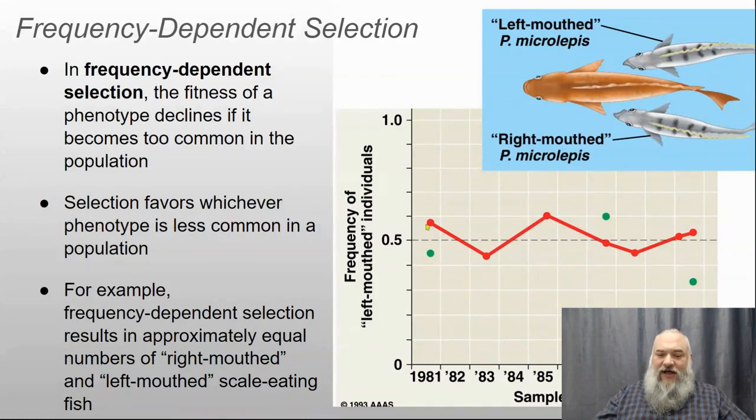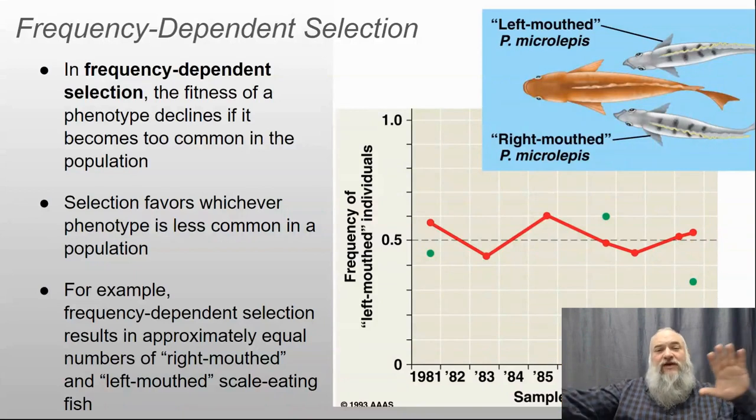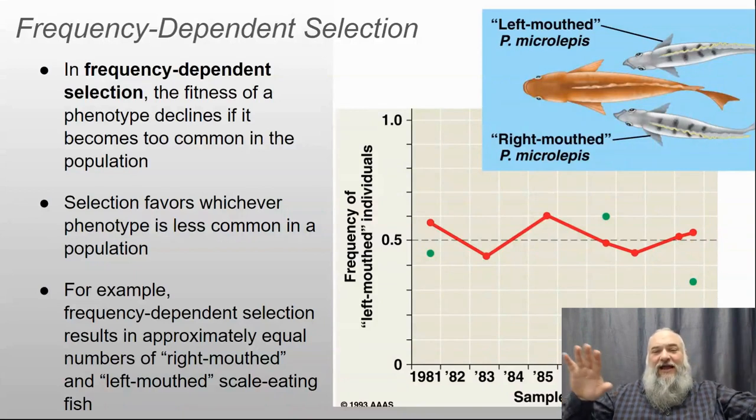And you're going to kind of fluctuate up and down between left and right mouth being more prevalent, generation to generation. Okay, so you can keep both of those phenotypes. They're both useful, but you don't want to have too many of one or too few of the other, and it kind of goes back and forth and oscillates and keeps everything balanced.